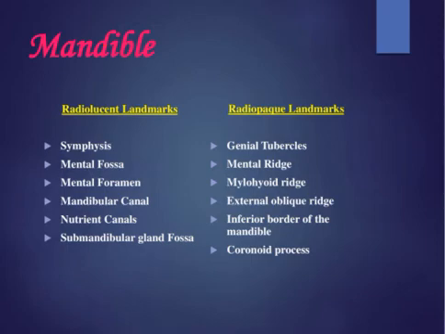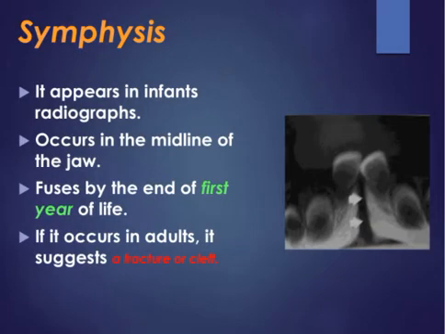Now in the mandible, we have radiolucent landmarks and radiopaque landmarks as well. The radiolucent starts with the symphysis. Symphysis, as you know, is in the midline region of the mandible. You will see a radiolucent line, especially below 2 years of age. By the end of first year, when the child becomes two, the symphysis should usually fuse.